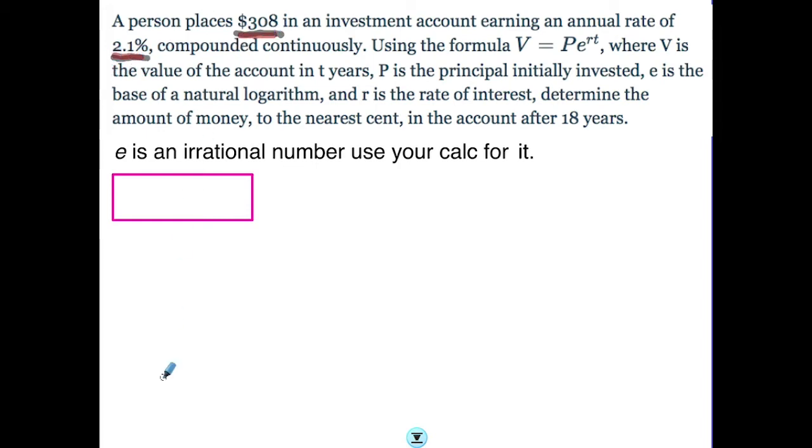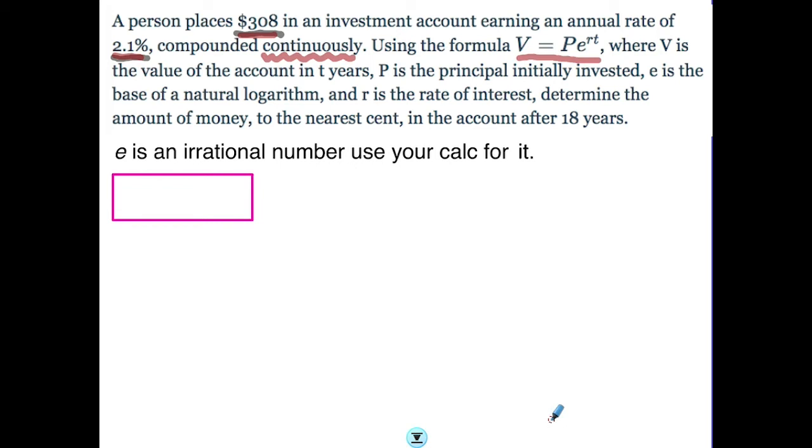So it's growing at 2.1%, I'm sorry, but it uses the word continuously. So we're going to use a different formula for that. This is a new formula, and they're going to give that formula for right now. And the formula is V equals P little e, and the exponent here is RT. It's kind of hard to see, is RT.